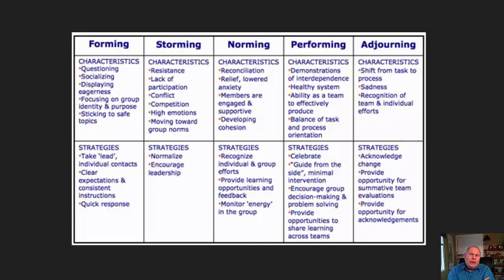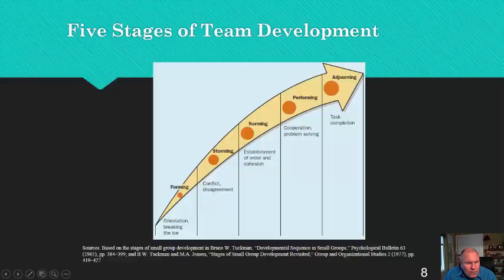Characteristics: interdependence. When we realize we're interdependent, it's a healthy system. The ability as a team to effectively produce work, and a balance of task and process. One of the more important things, and we talked about this, I'm going to just go back, so bear with me as I go back.